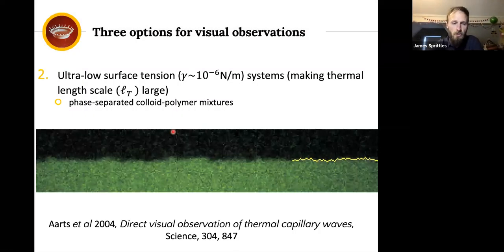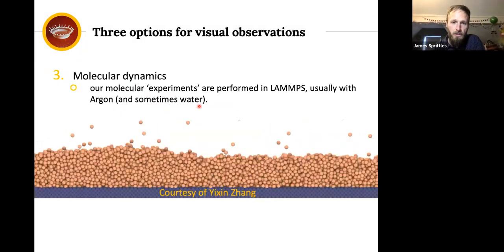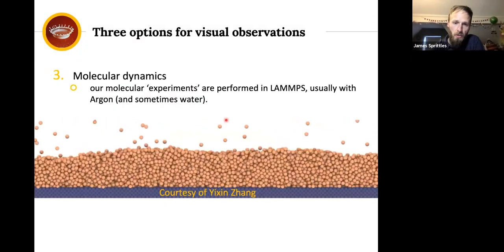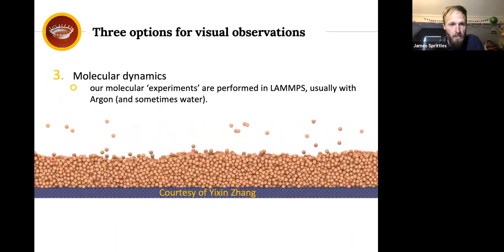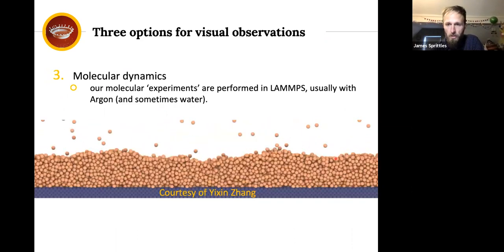Another possibility is that you look at these fluids developed by Dirk Aarts and Daniel Bonn and collaborators. They are colloid-polymer mixtures which have incredibly low surface tension. And what that means is that the scale of the fluctuations enters the range in which you can use optical techniques. So you can actually visualize now the fluctuations on interfaces. And then the third option, which is the one we'll follow, is that we use molecular dynamics. And here you can also pick out the wavy structure on surfaces.